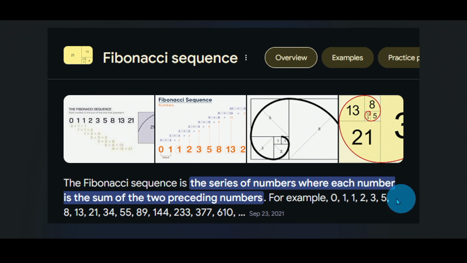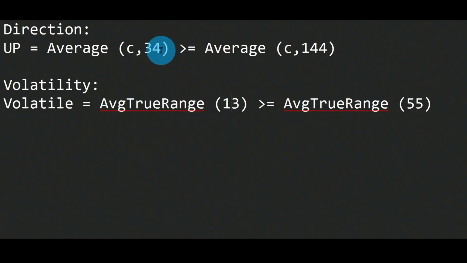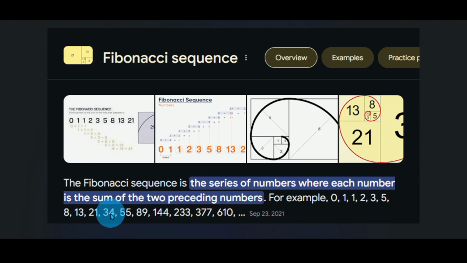And you can pick any 2 numbers with 2 in between. So if you pick the start as 3, then the next one should be 21. So I pick, for example, 13. That's why the next one is 55. And here I pick 34 and 144. And as you can see, 34 is here. So the next one is 144. So if you pick 89, then the next one will be 377.